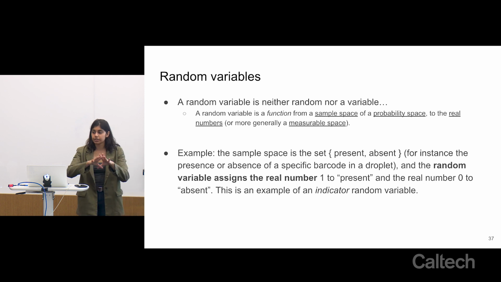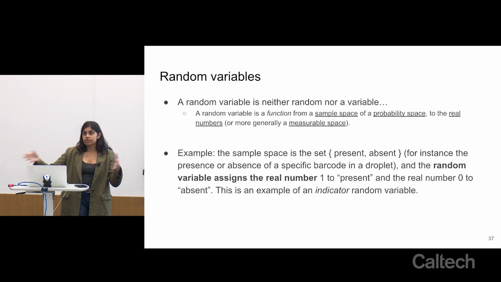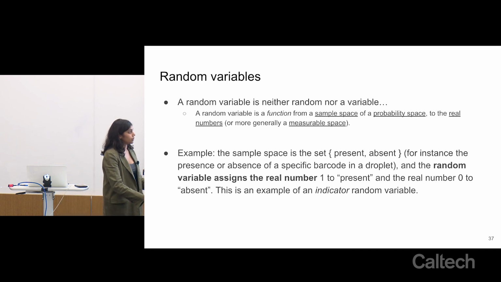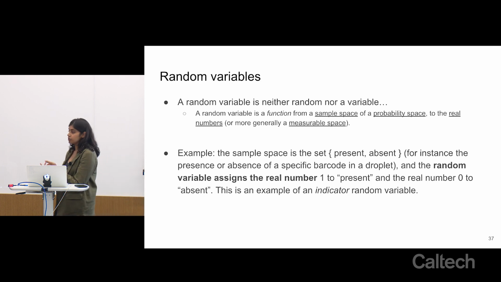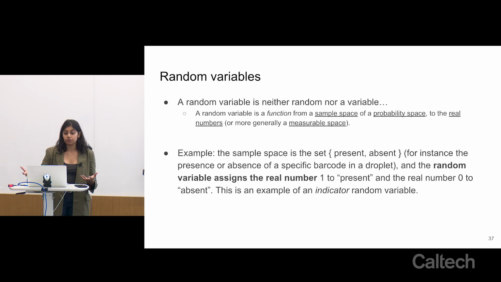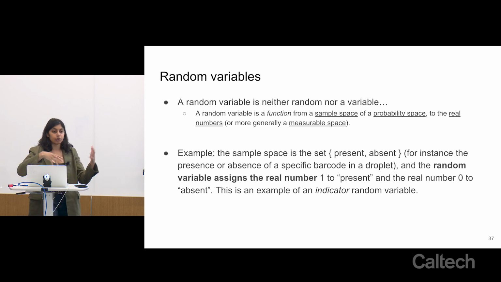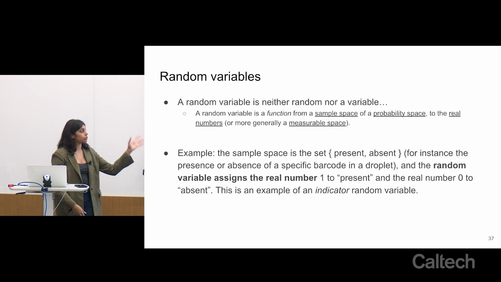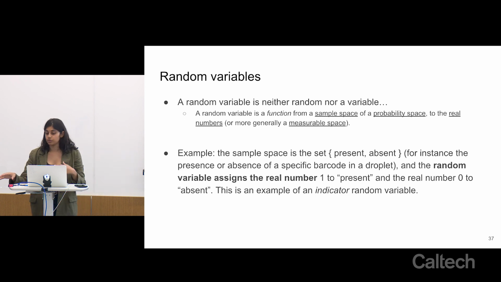And what it does is it takes your space of possibilities. So a barcode could be present or absent in a droplet. And your random variable x maps that to 1 or 0. So it maps the set of possibilities to a numerical value. And so this can represent any events that you're interested in. Here we're just talking about a binary. It's present or it's not present.